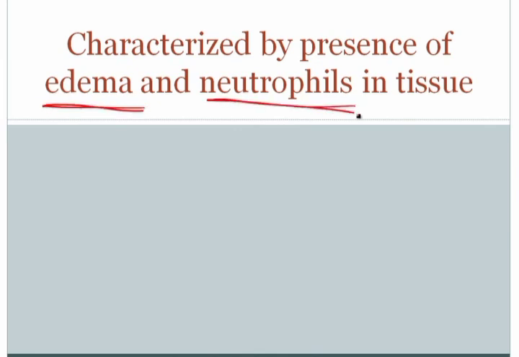Now, by edema, what we're referring to is fluid that comes from the blood vessels and begins to accumulate within the tissue space. And that's what causes the swelling that we normally see when there is inflammation. And then neutrophils refers to the key inflammatory cell that comes out of the blood vessel into the connective tissue space that then defines acute inflammation.